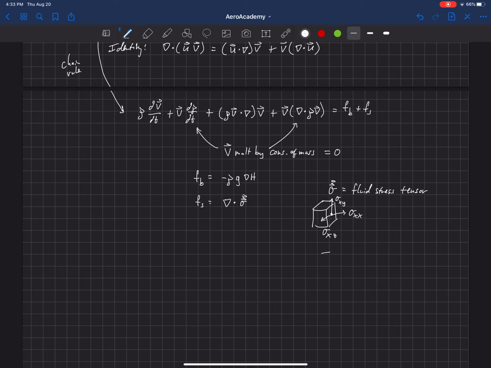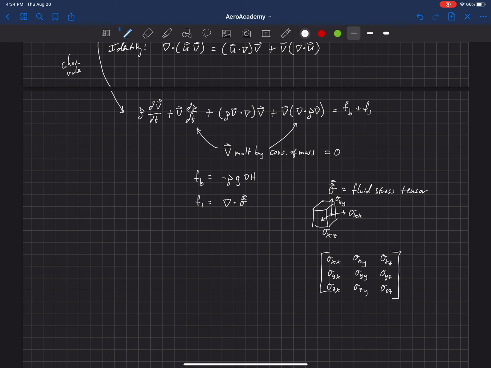So the way that we write out this fluid stress tensor is we have sigma xx, sigma xy, sigma xz, and then sigma yx, sigma yy, sigma yz, and then sigma zx, sigma zy, and sigma zz. This should be a review from fluid mechanics. The fluid stress tensor is something that you should have learned about there. Essentially, it's just the stresses on the surface of this fluid, and we have this slick way of writing them as this tensor. And so our surface forces are the divergence of the fluid stress tensor.